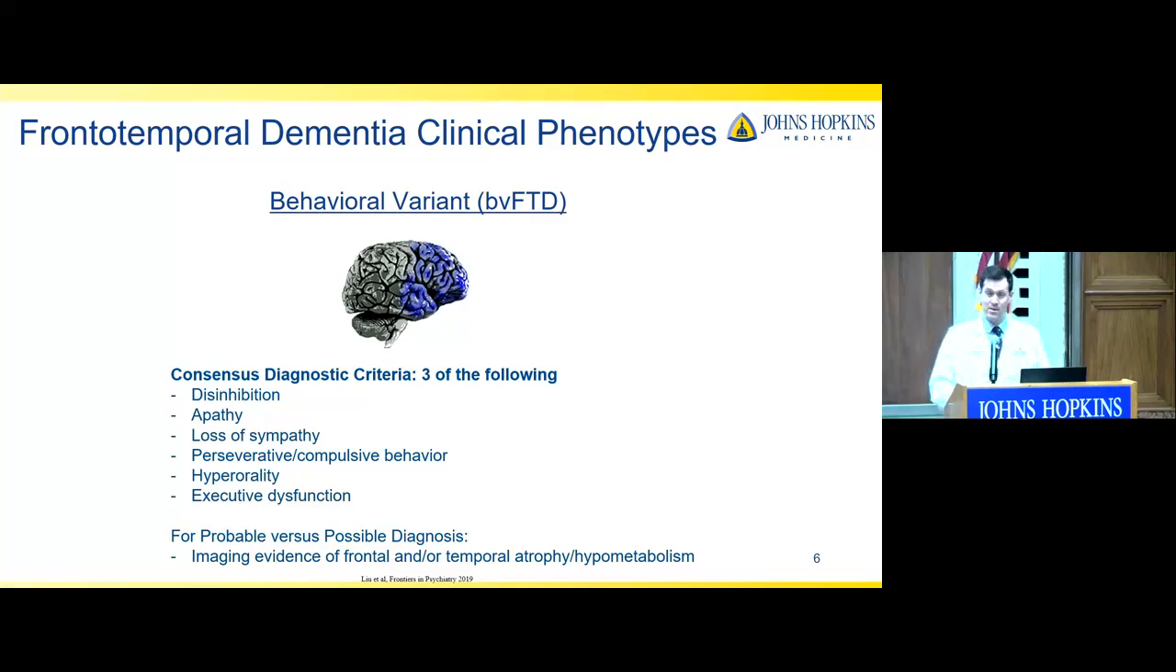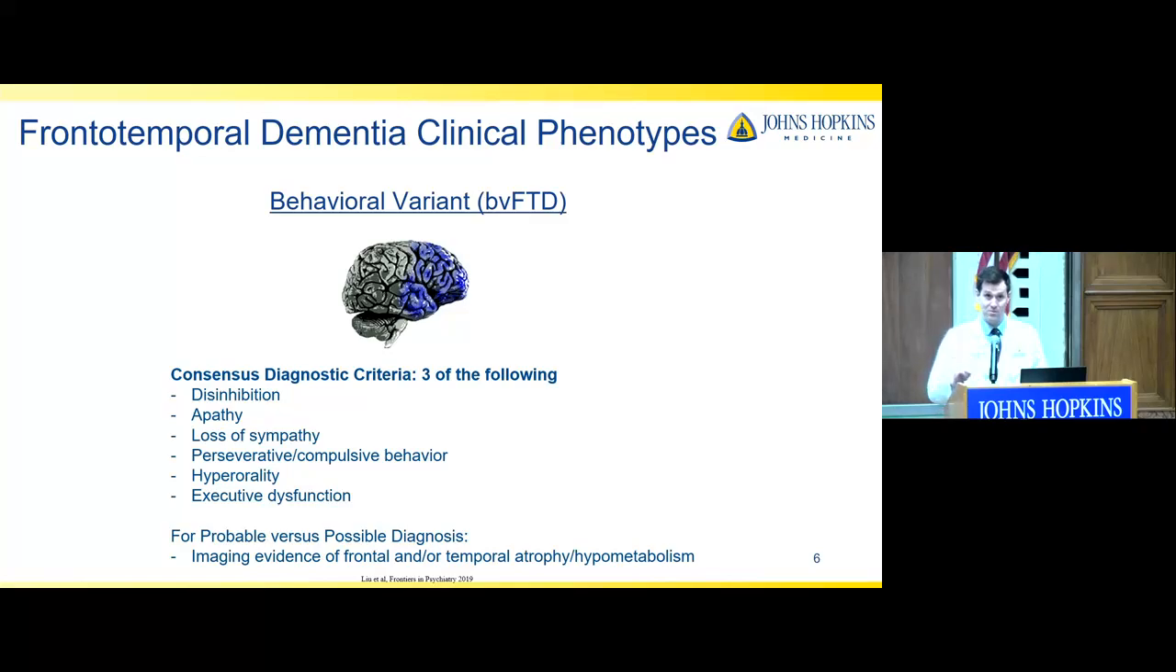This is the most common form of the illness, and I think it's what most psychiatrists think of when they think of this disease. The definition in terms of how we diagnose it is based on consensus criteria. You just need to have 3 of the following symptoms: disinhibition, apathy, loss of sympathy, perseverative or compulsive behavior, hyperorality, or executive dysfunction. There has to be evidence of progression, and you can't explain the illness with any other underlying condition, a psychiatric diagnosis or a neurologic diagnosis.